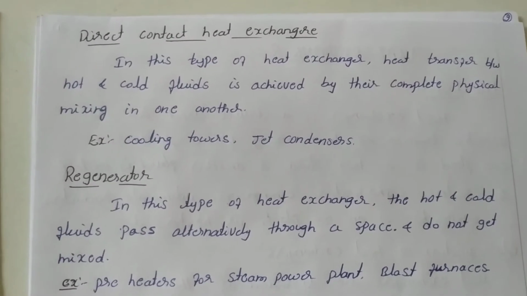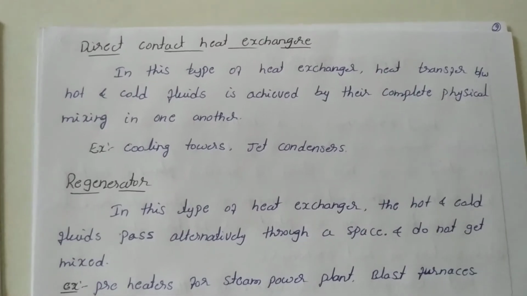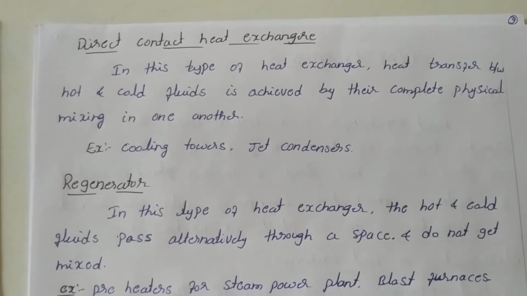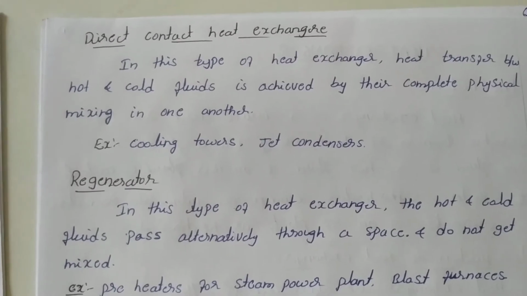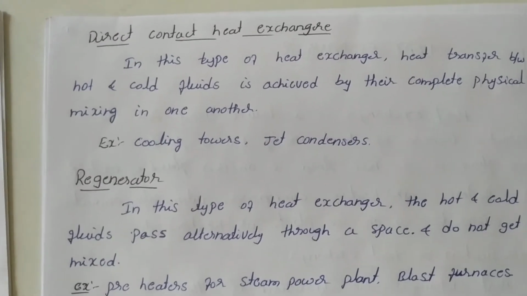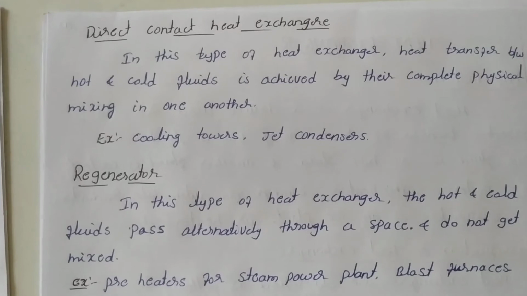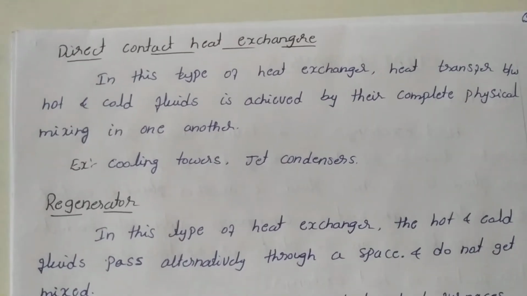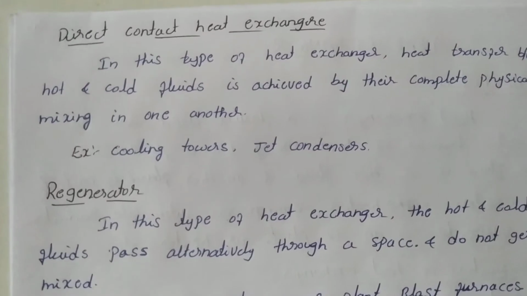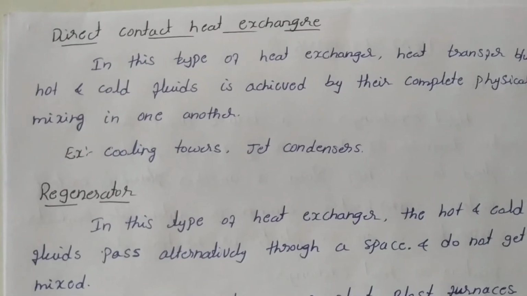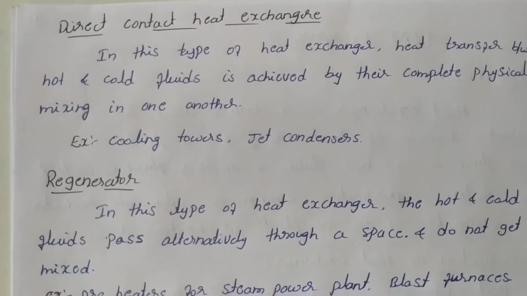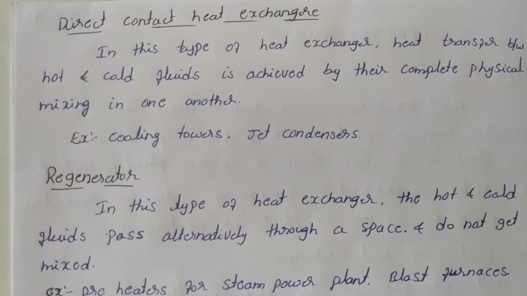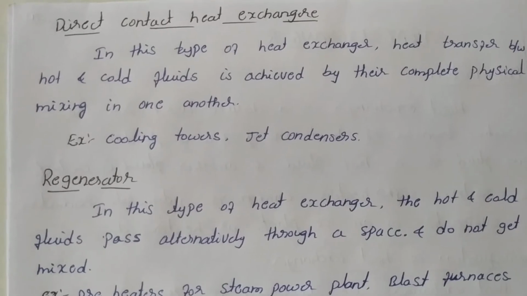But the thing is, in a direct contact heat exchanger, both the fluids, hot fluid and cold fluid, must have the same density. Otherwise, if they have different densities, they do not mix with each other properly, so heat transfer is not possible. That is the main disadvantage of the direct contact heat exchanger. Examples of the direct contact heat exchanger are cooling towers and jet condensers.